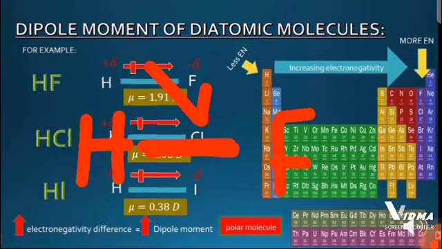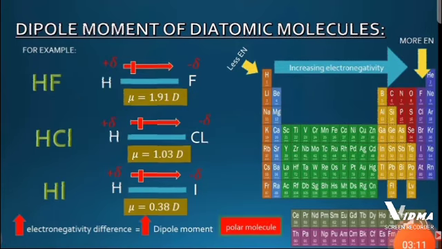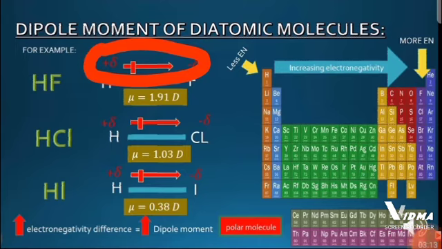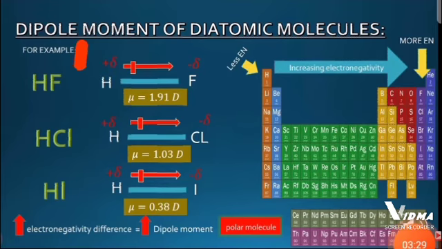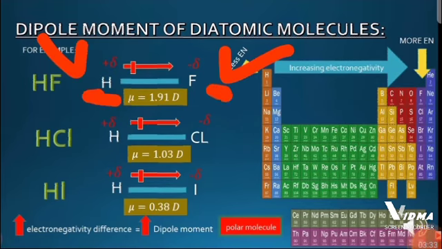That's why the dipole moment is represented by this symbol. This is the symbol to represent the dipole moment. It means electrons are moving towards the more electronegative element. Because of that movement, fluorine gets a partial negative charge, delta negative, and hydrogen gets a partial positive charge. So you can find a charge difference now: one end is positive, one end is negative.